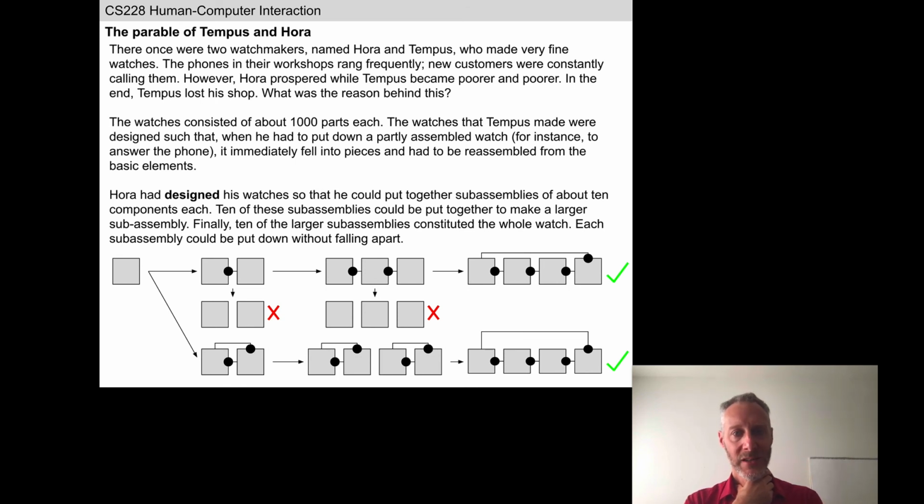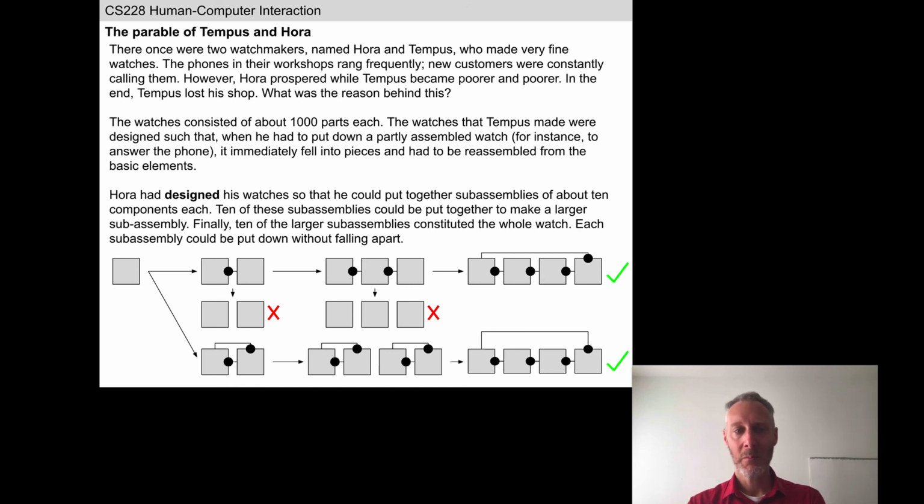And as just an example of this, this is a parable that comes from economics, actually. And it goes as follows. This is the parable of Tempus and Horror. Once there were two watchmakers, Horror and Tempus, who made very fine watches. The phones in their workshops rang frequently. New customers were constantly calling them, so lots of interruptions. However, Horror and Tempus made their watches differently. Horror prospered, was able to deal with interruptions, while Tempus became poorer and poorer. Tempus was not able to deal with the interruptions.